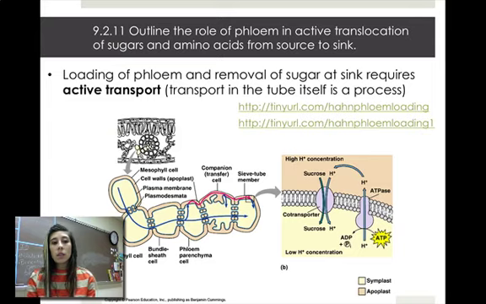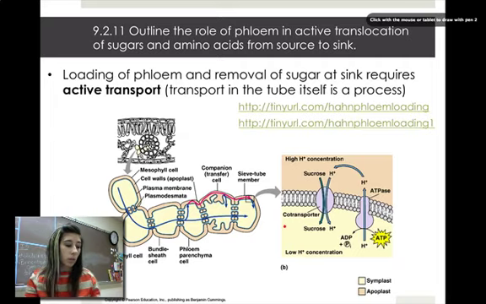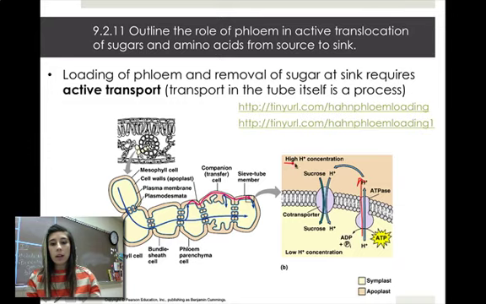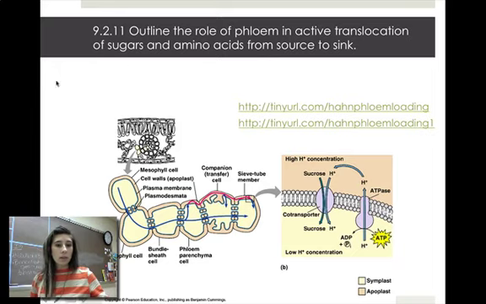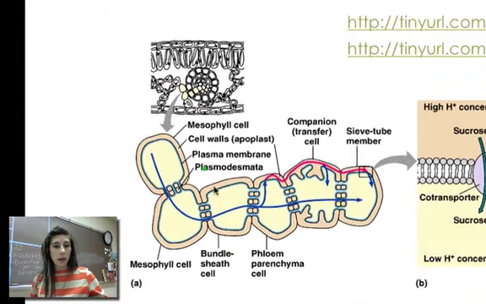The loading of the phloem, just to give you a little bit more about that active translocation, requires active transport. In the picture on the right, you can see that we're looking at a symport process where hydrogens on the inside will get pumped through to create this high concentration gradient, and then the sucrose that's going to leave our source is going to be coupled with hydrogen ions and actually move into the sieve tube.